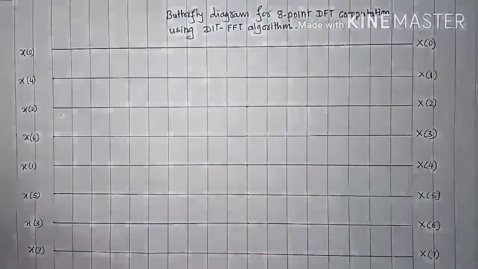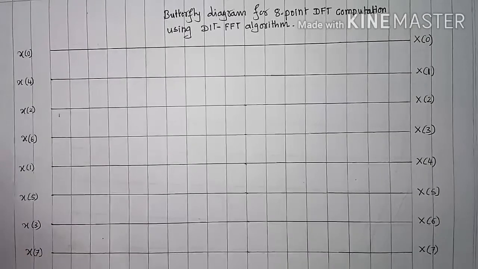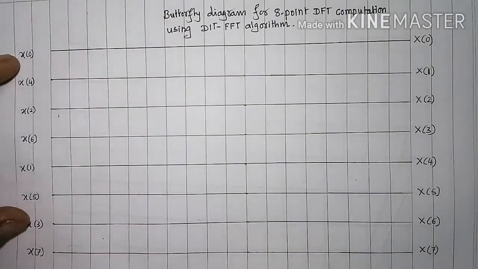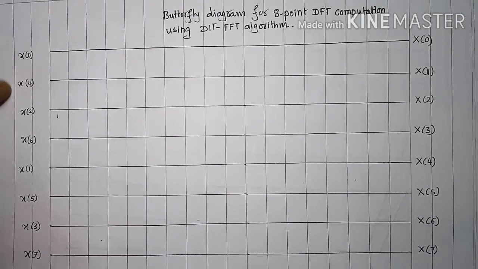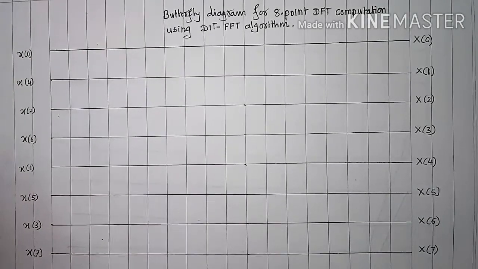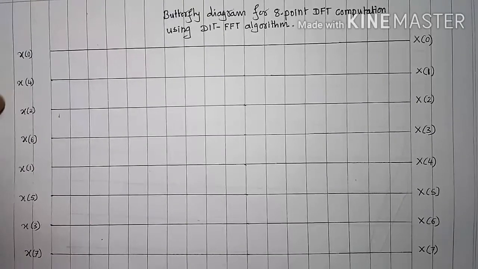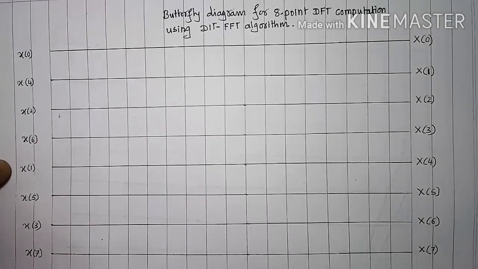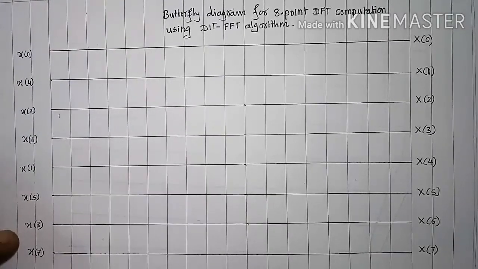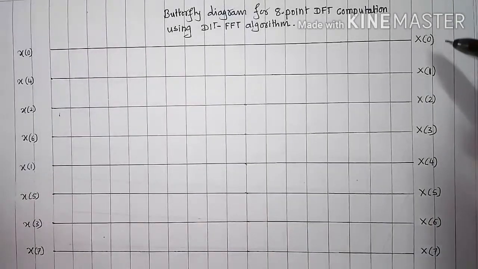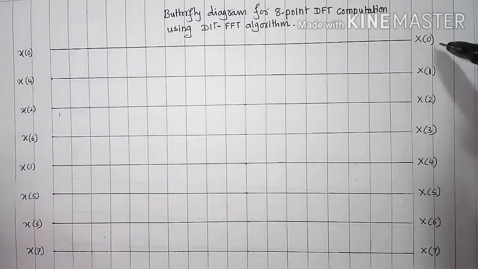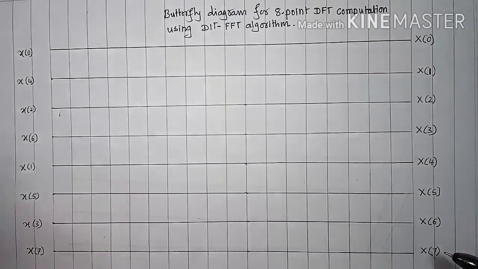And in this figure, to the left side, we have given the bit order reversed inputs, that is x of 0, x of 4, x of 2, x of 6, x of 1, x of 5, x of 3, x of 7. And on the right side, we have written DFT points, capital X of 0 to capital X of 7.